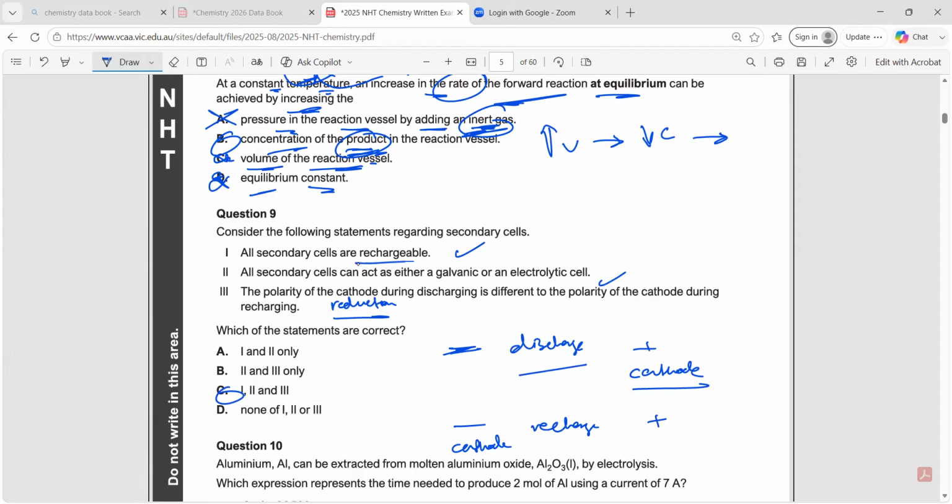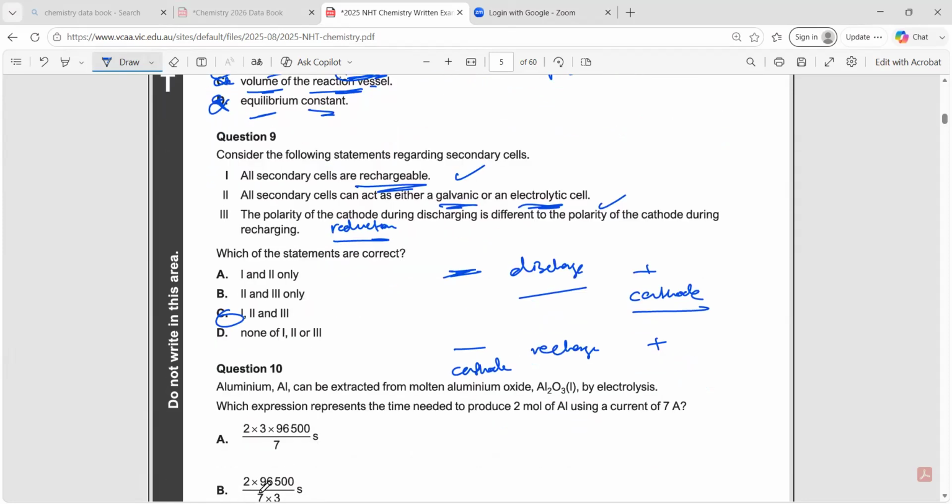So obviously all secondary cells are rechargeable. That's the differentiating factor between primary and secondary cells. Secondary cells act as galvanic cells during discharge, so during the conversion of chemical to electrical energy, and then as electrolytic cells from electrical to chemical energy.